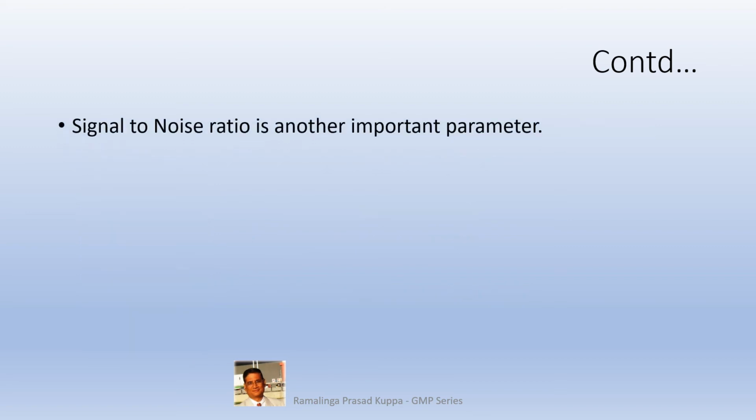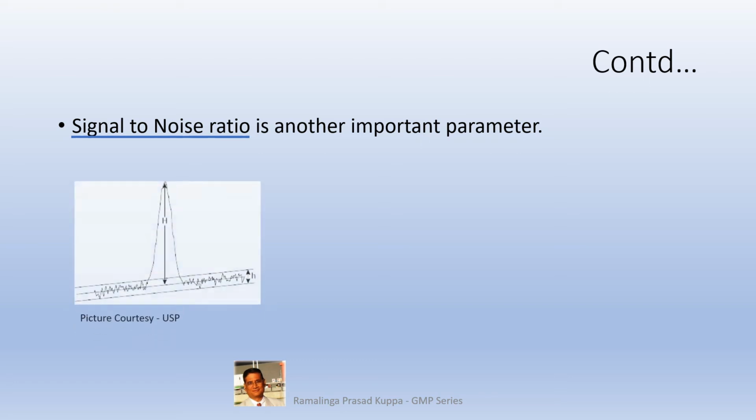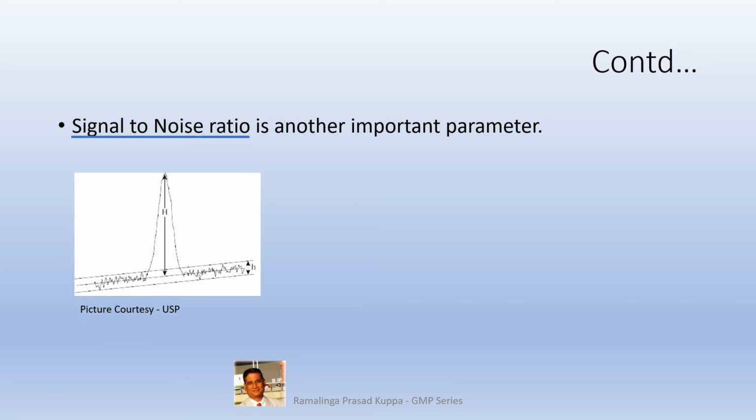Signal to noise ratio is another important parameter. Noise is unavoidable. Some amount of noise will always be there. The signal to noise ratio is an estimate of how much the signal above the noise level can be detected. See this picture from USP chapter 621 for your understanding.